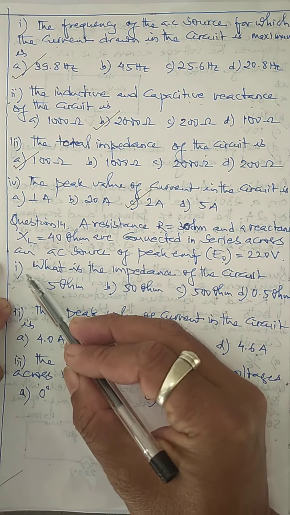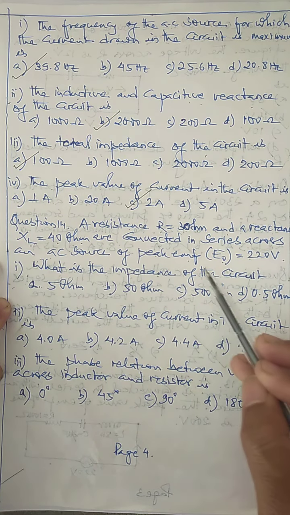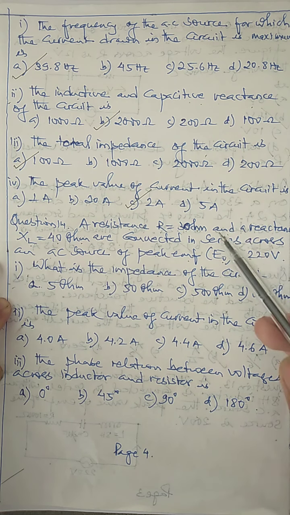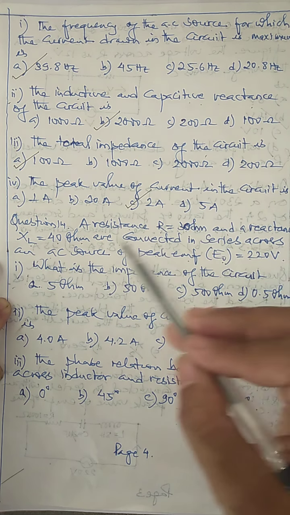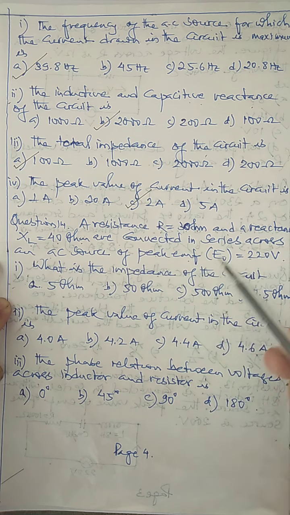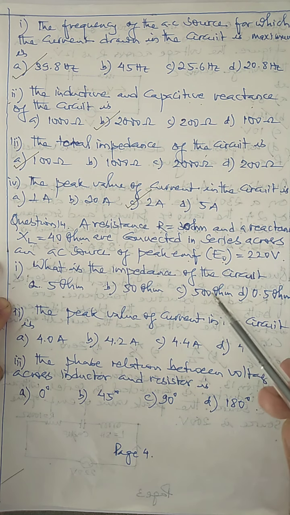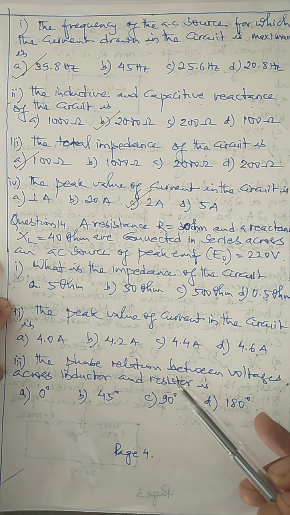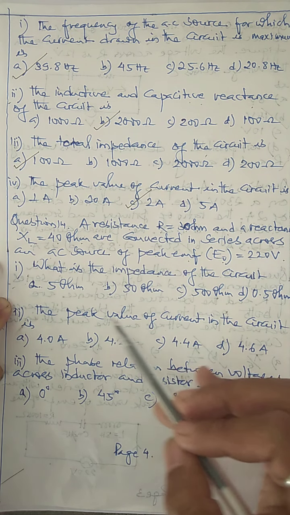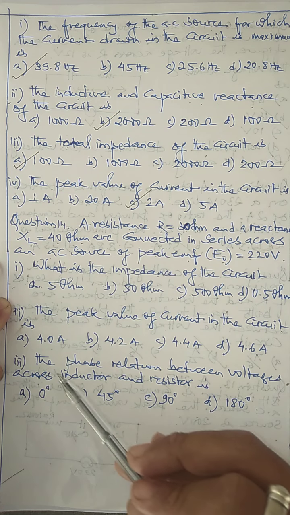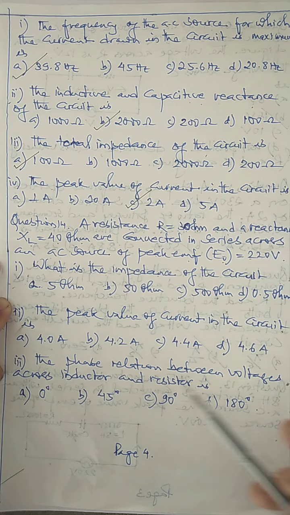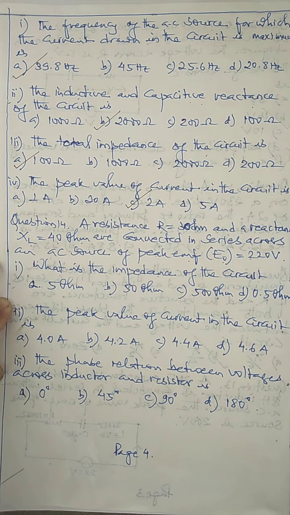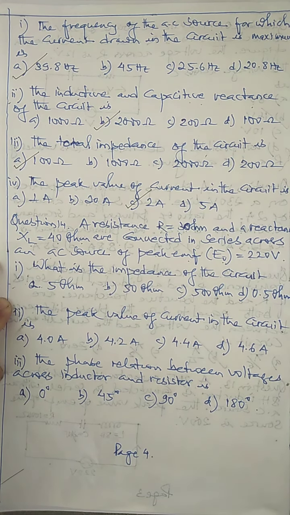Now this question also has 3 different parts. The first part asks what is the impedance of the circuit? We are connecting 2 different components, one is resistance, another is inductance, so the circuit is an LR circuit. In the LR circuit, we need to calculate the first part, the impedance of the circuit. Then the peak value of current in the circuit. And lastly, the phase relation between voltage across the inductor and resistor in the circuit. So in order to solve these 3 different parts of this question, let's start with the first part of the question.